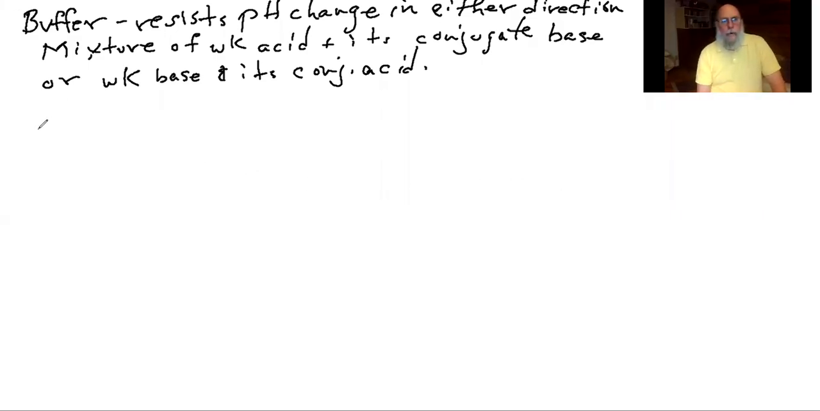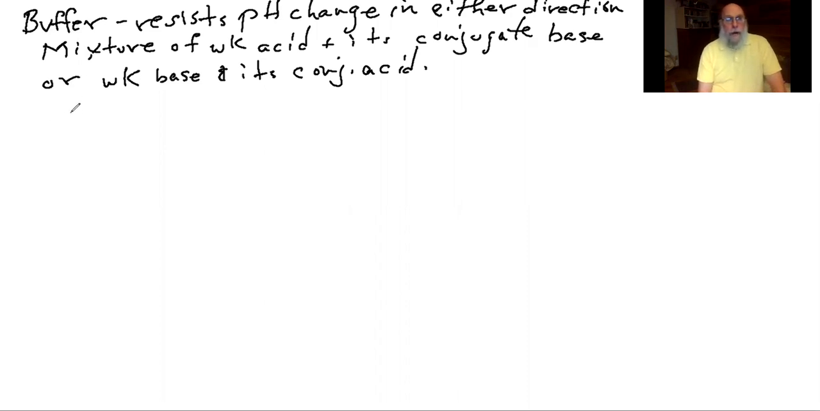Hello. I'm going to do a very brief introduction to the idea of buffers and introduce what's known as the Henderson-Hasselbach equation, although I see it spelled recently as Hasselbach. But anyway, never mind, doesn't matter. A buffer is a solution that will resist a pH change in either direction, whether you add strong acid or base. It tends to not change its pH very much. Extremely important in biology, in our bodies and in all biological systems and in many other systems.